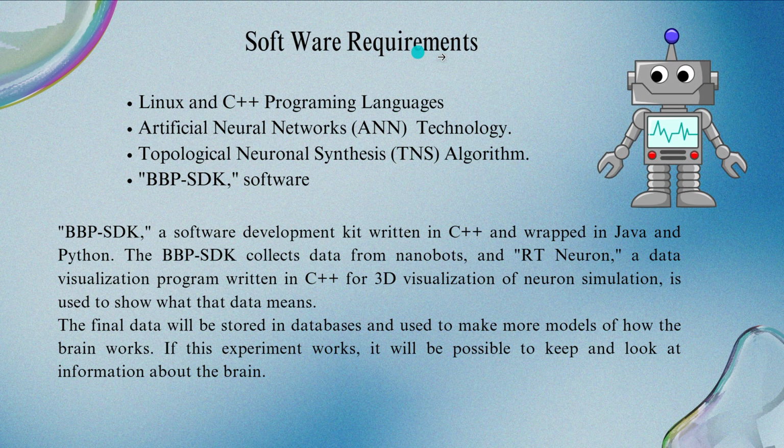Coming to the software requirements. We need Linux and C++ programming languages, artificial neurons technology, the topological neural synthesis algorithm, and BBP SDK software. It is a software development kit written in C++ and wrapped in Java and Python. The BBP SDK collects data from the nano robots, and NEURON, a data visualization program written in C++ for 3D visualization of neuron simulation, is used to show that data. The final data will be stored in databases and used to make more models of how the brain works. If this experiment works, it will be possible to keep and look at the information about the brain.